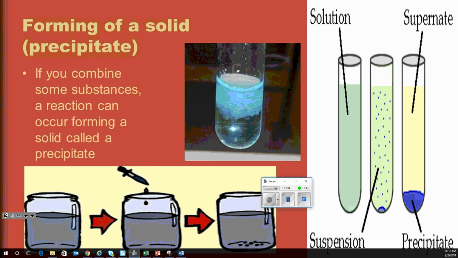It's on your paper. It has lines that you're going to write stuff down on. Precipitate. The bottom right there, so you've got a suspension and a precipitate on the bottom.